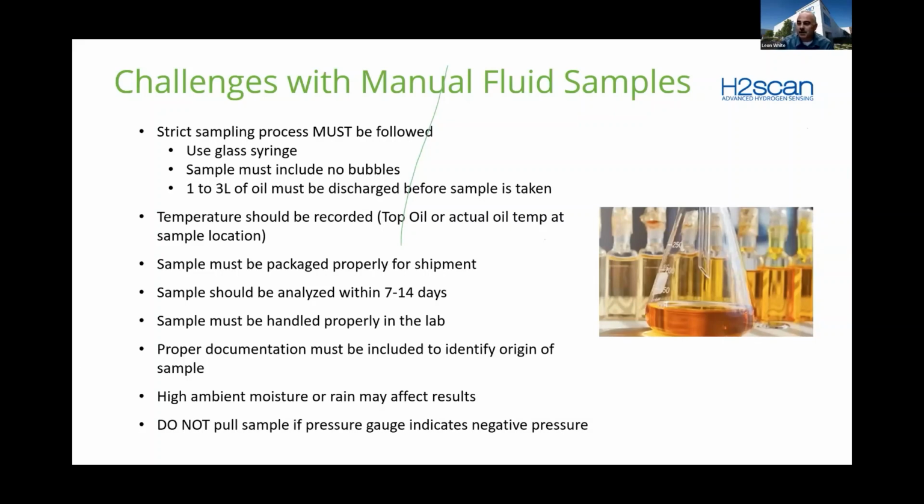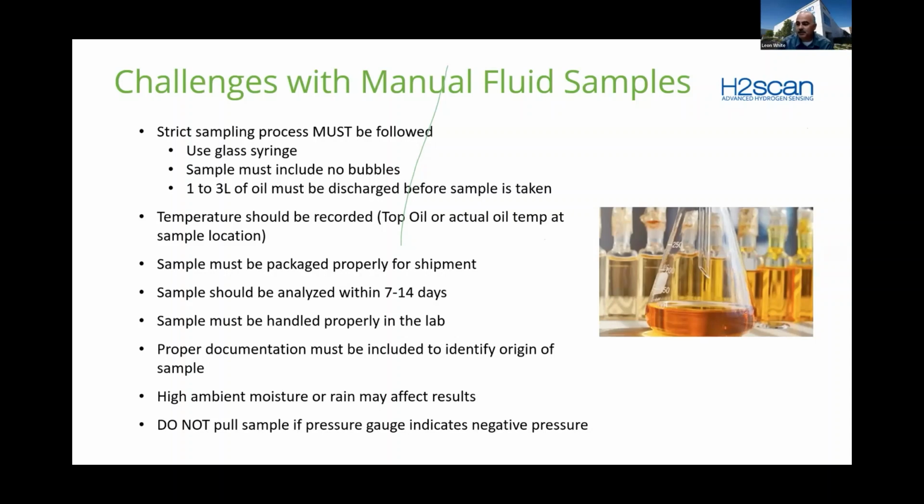Ideally, your sample should be analyzed within 7 to 14 days. Gases like hydrogen, very tiny molecules, can leak out of the sample, so it's best if the labs analyze the sample within 7 to 14 days of it being taken from the transformer. And then, of course, once it gets to the lab, they have to make sure they handle all the samples properly, and they get thousands of samples a year, so it's easy to start trying to take shortcuts.